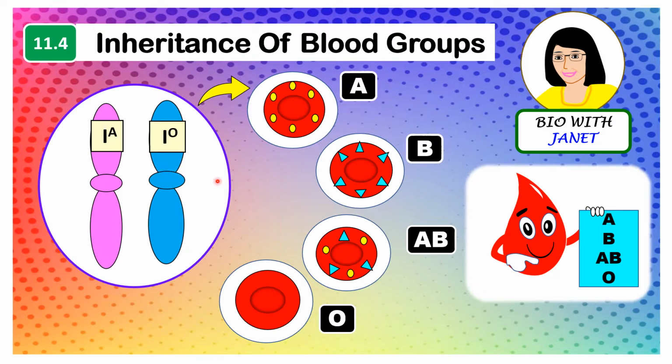Okay? So we're going to find out how we inherit the alleles from father and mother to get our blood group, right? And also we're going to find out how to draw the schematic diagrams related to inheritance of blood groups. So this is a very interesting topic. So let's get started.